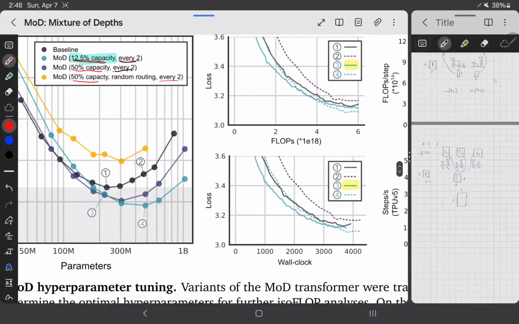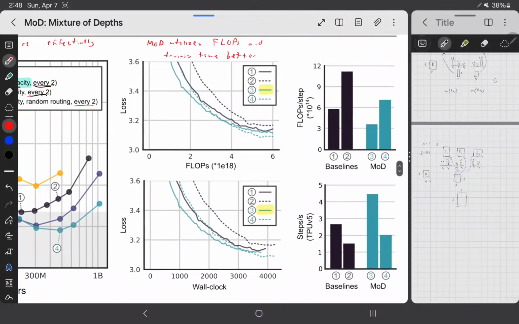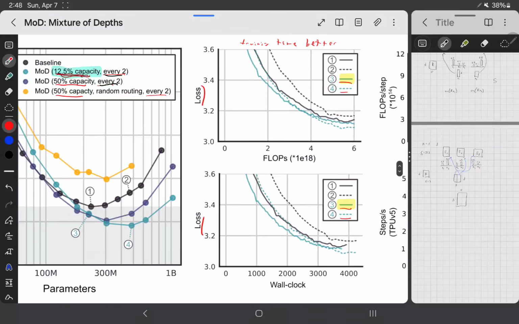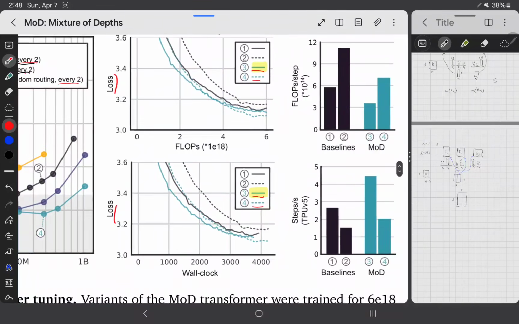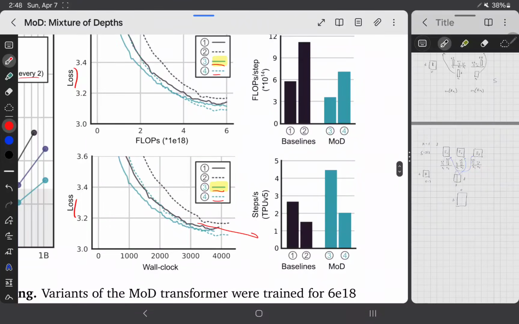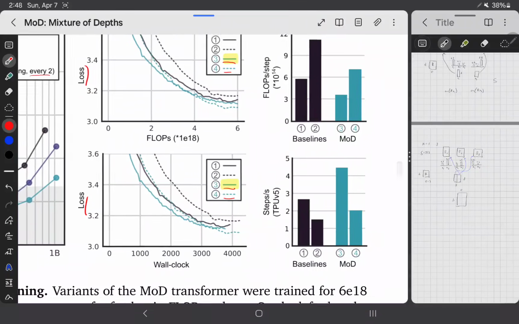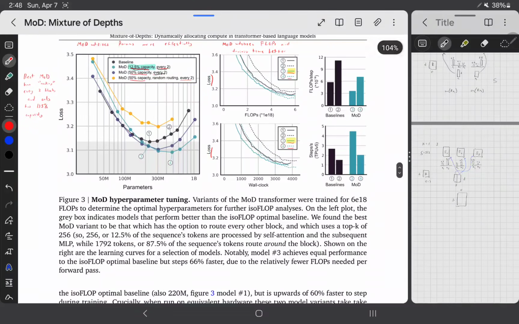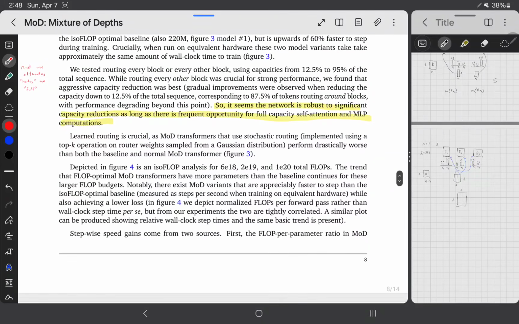So 3 and 4 are from the 12.5% capacity, and 1 and 2 are from the baseline full transformer. And we can see it has a lower loss for the flop count and for the wall clock. So as the flops and wall clock time increase, the loss for the 12.5% capacity, every other layer MOD model has a lower loss. Now, whether this converges to a better loss, we don't know. I guess we'll have to find out. But it looks like it utilizes the parameters better.